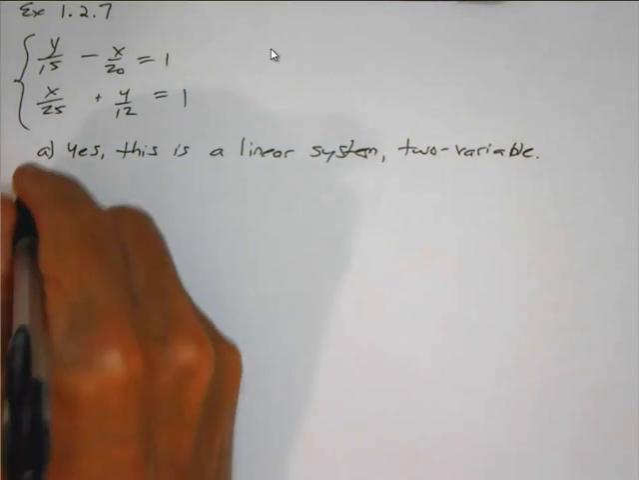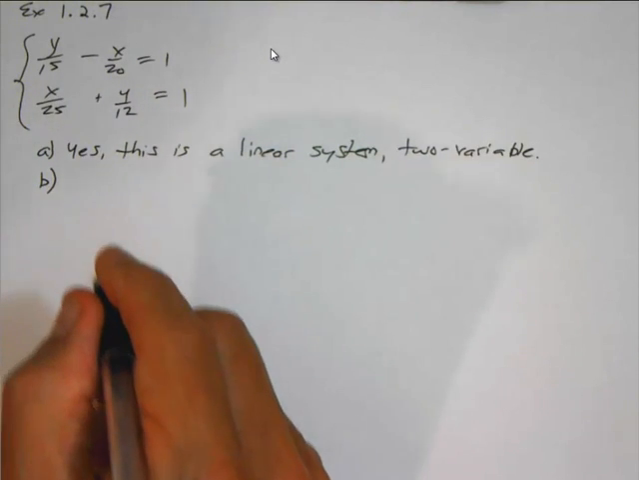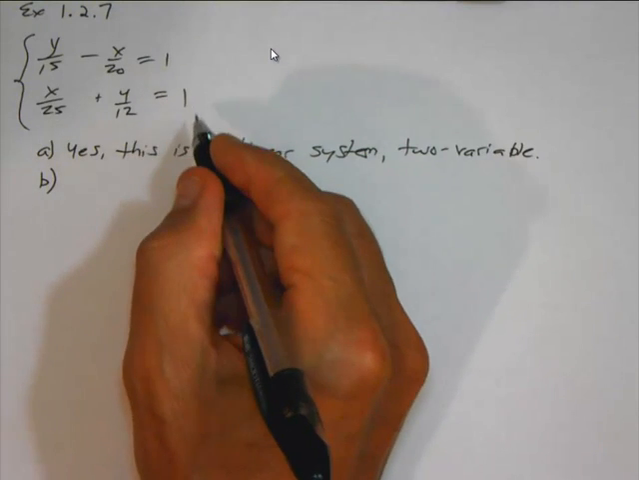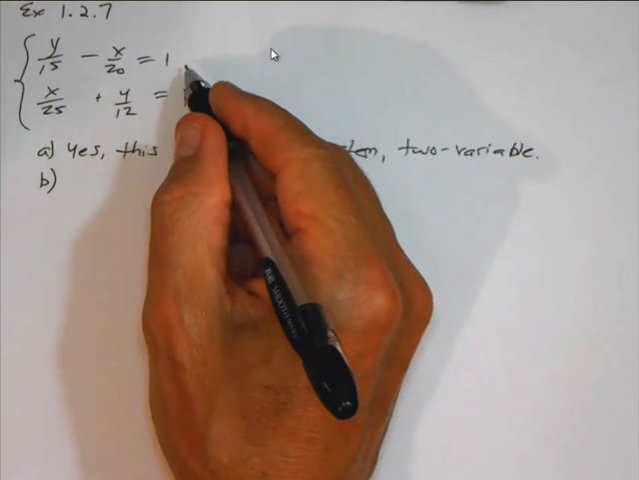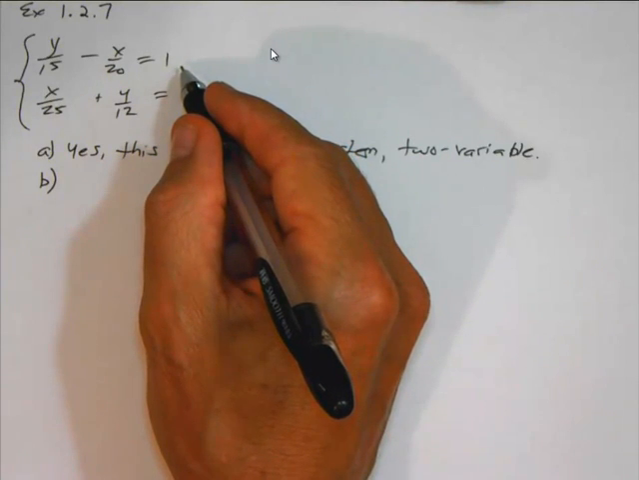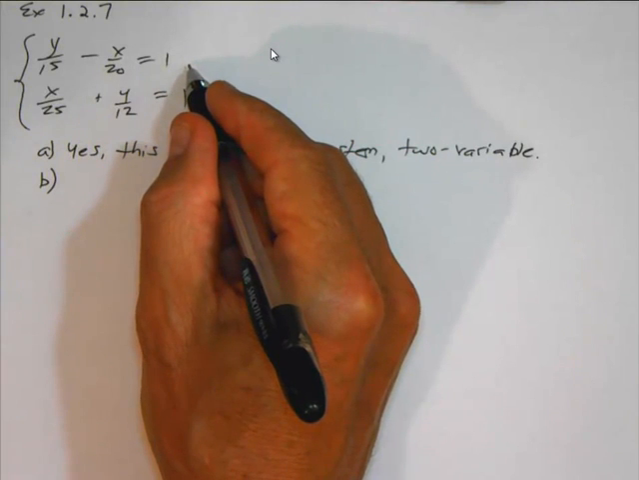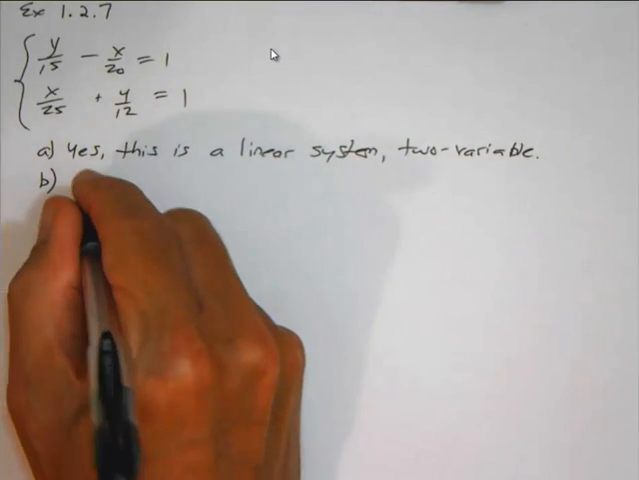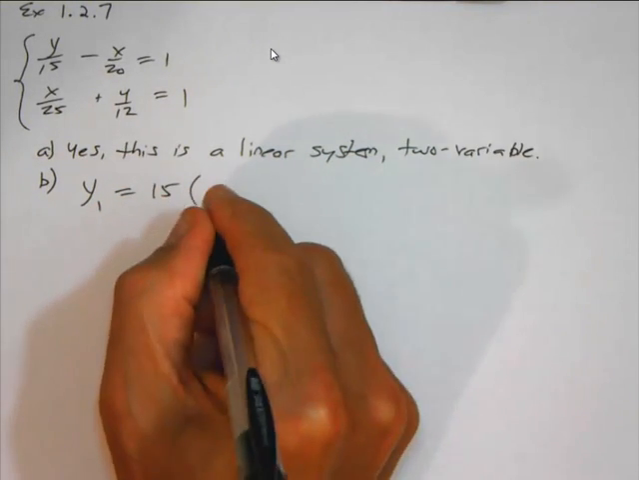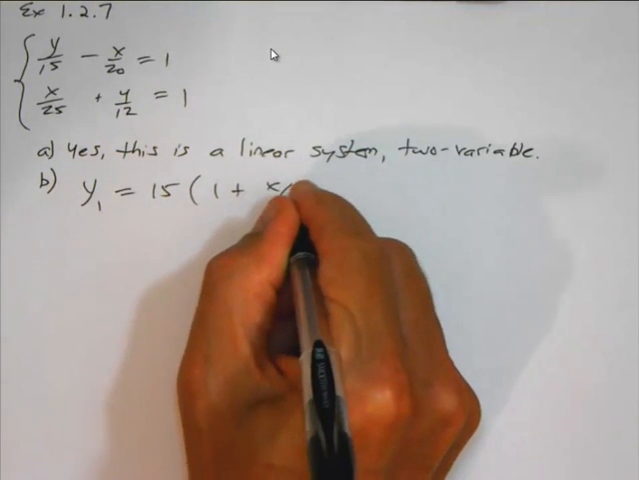Alright, so now we need to try to solve it, assisted with the TI-84 Plus calculator. To do this, we'll need to get the graph of each of these equations. For the first equation, we need to solve for y for the calculator usage. In this case, that would mean add x over 20 to both sides and multiply both sides by 15. We'd have y1 equal to 15 times the quantity 1 plus x over 20.